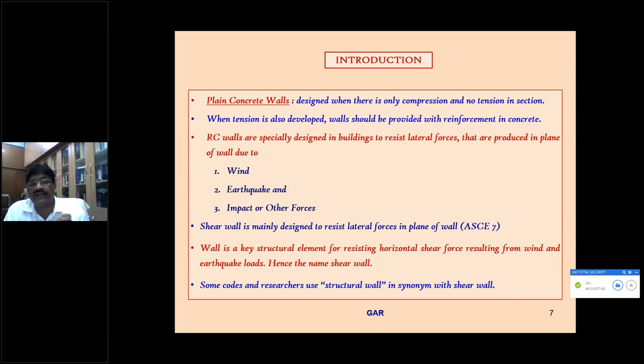Shear wall is mainly designed for withstanding the lateral forces in the plane of the wall. Definitely, lateral forces will be acting in the plane of the wall. And this wall is a very important element in the whole structural system for withstanding the lateral forces, because when you calculate on a horizontal plane, it's a huge force acting which induces horizontal stress, that is the shearing stress we define, due to wind forces and earthquake forces.